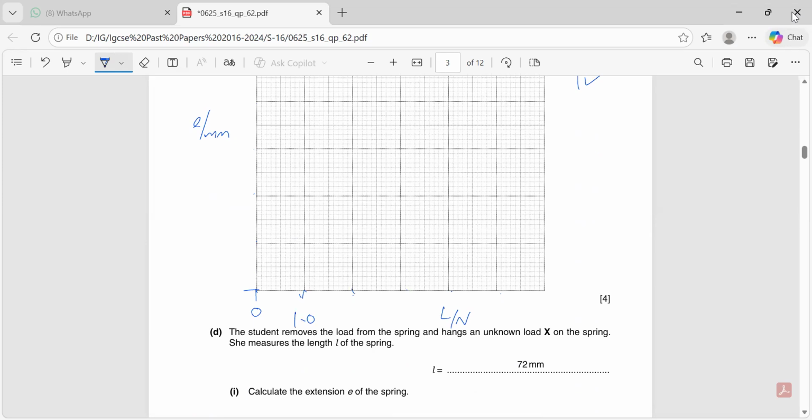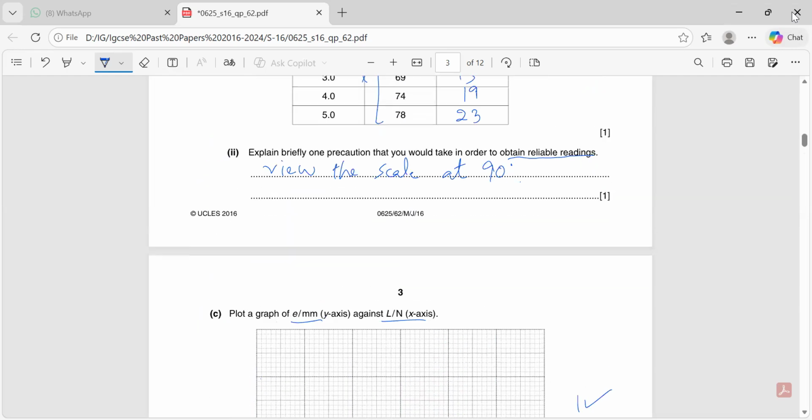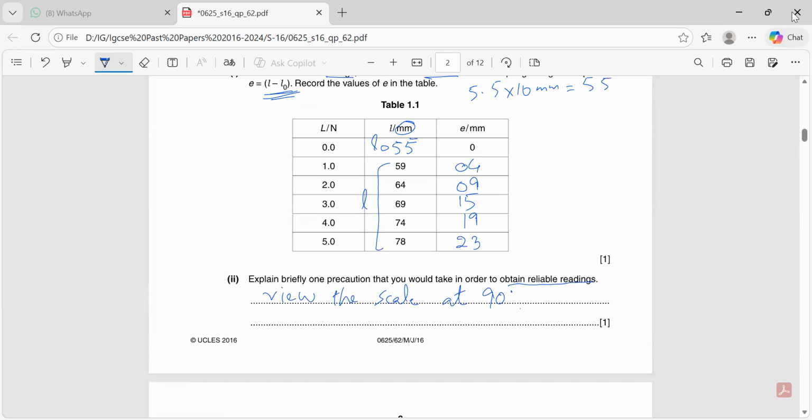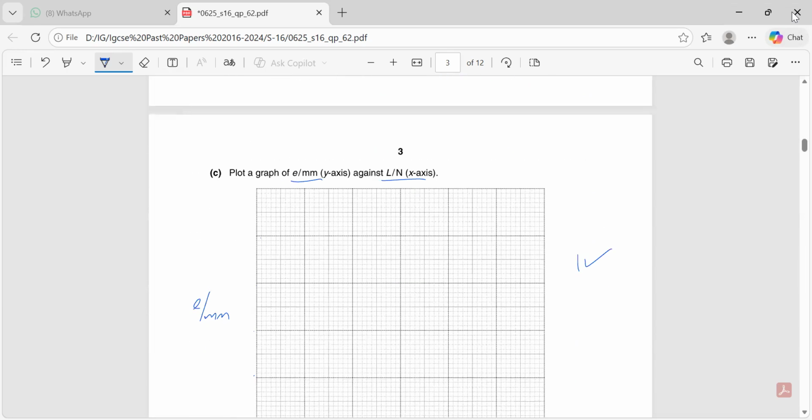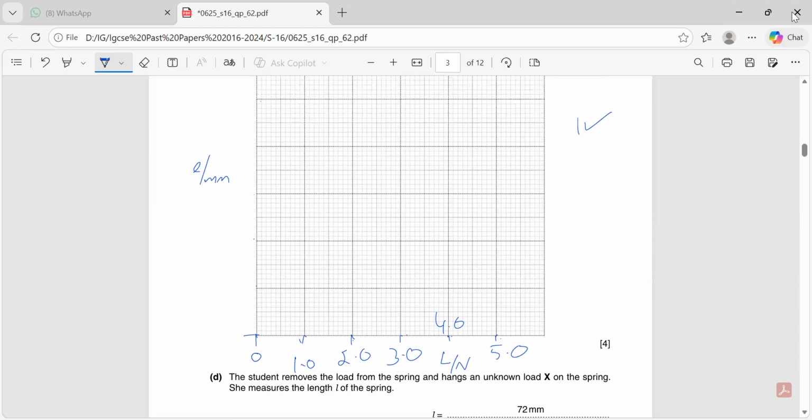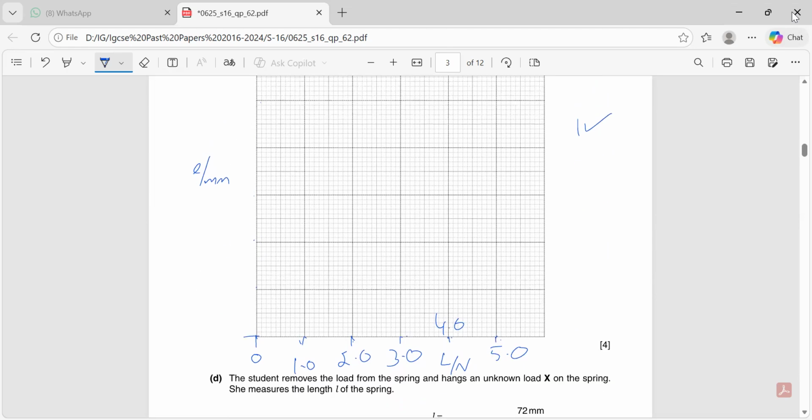1 Newton, 2 Newton, 3 Newton, 4 Newton, and 5 Newton. Yes, this is covering more than half of the grid. Now, our extension starts from 0 till 23. It's also very easy. See, 23 means 25. 5 fives are 25. So, see, simply, what can we do?